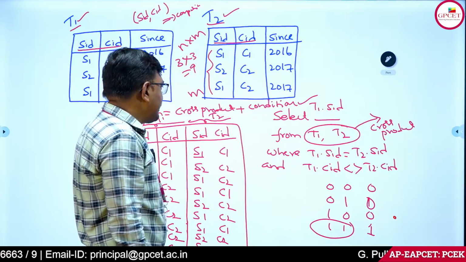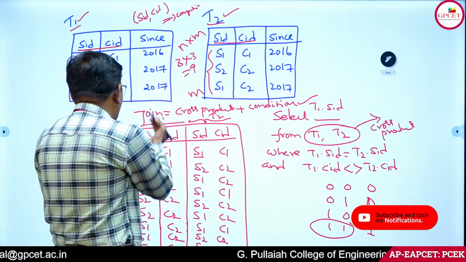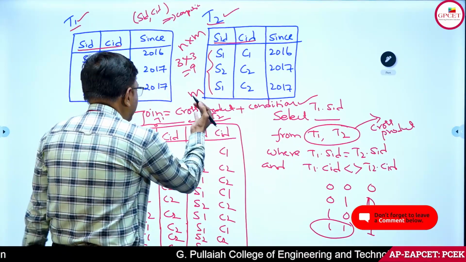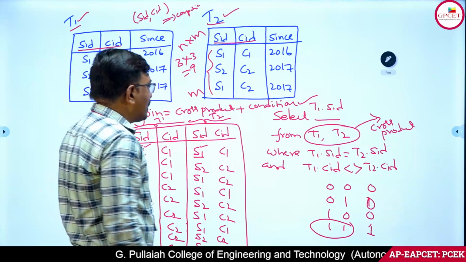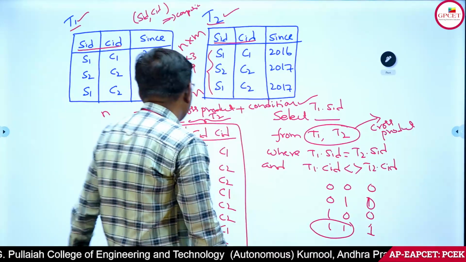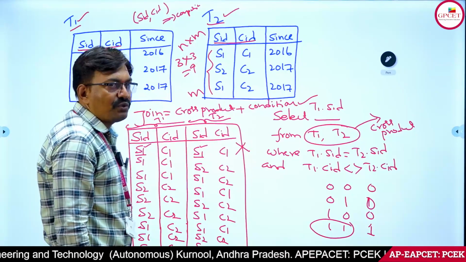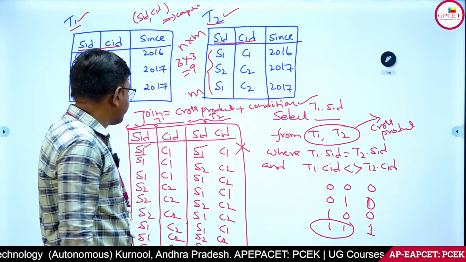Okay, observe here. What is the first condition? T1.SID equal to T2.SID. T1.SID equal to S1, and T2.SID equal to S1. But what is the second condition? T1.CID is not equal to T2.CID. And observe here, they are equal. That's why this is not correct. The first one is not satisfied under the AND operation.